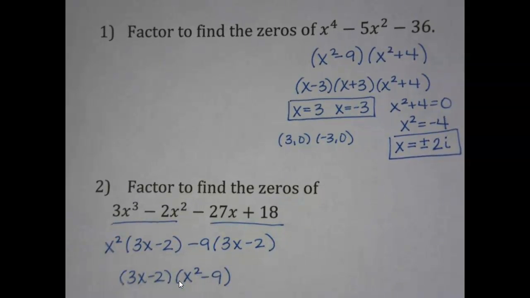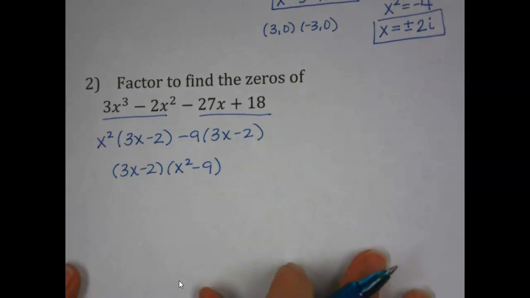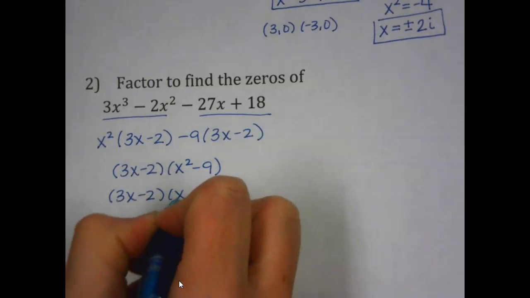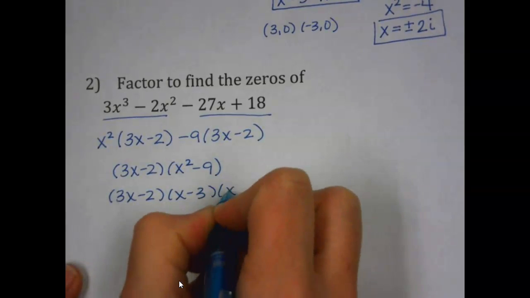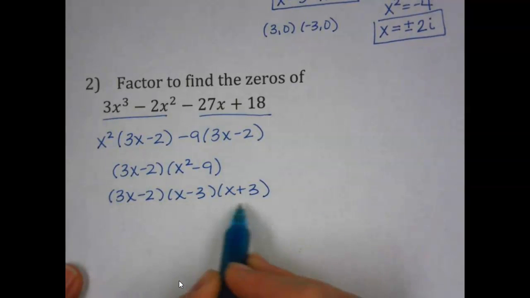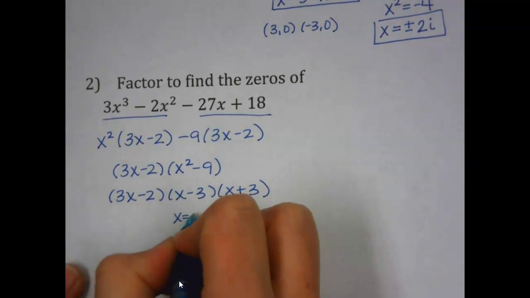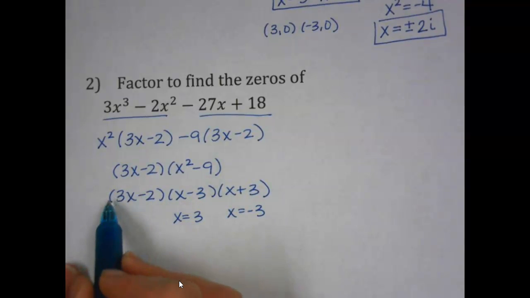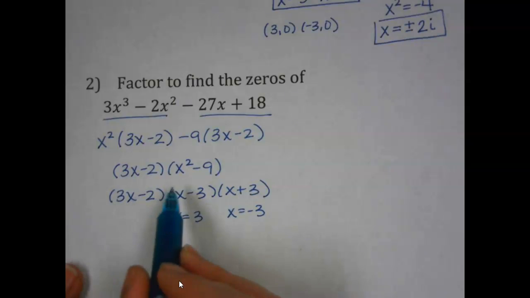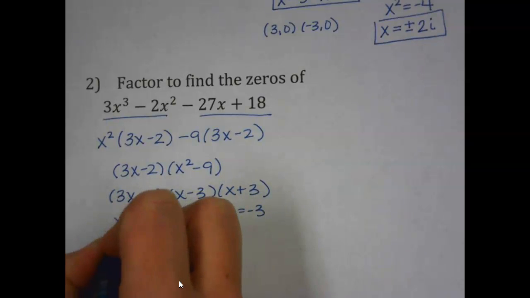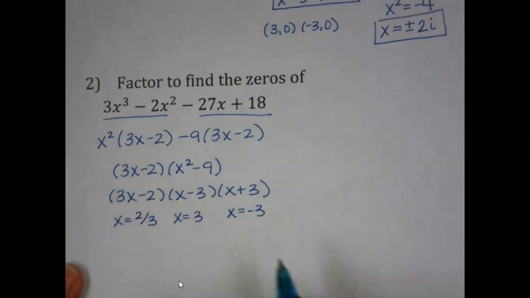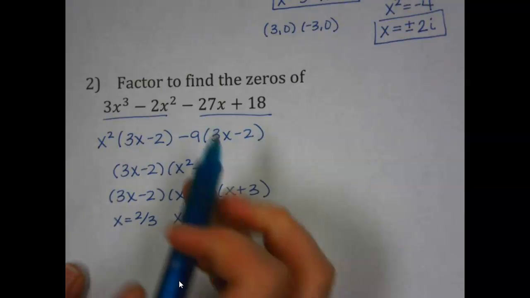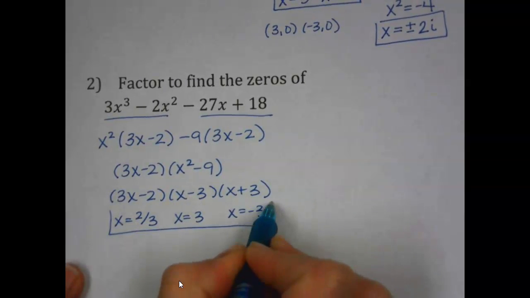Just like on the previous problem, x squared minus 9 can factor even more. So we have 3x minus 2 times x minus 3 times x plus 3. We already solved these before, so we know that's going to give us a positive 3 and a negative 3. But we have to set 3x minus 2 equal to 0 as well. We would add the 2 and divide by 3. So it would be a positive 2/3. And again, check, you have a cubic here, so we'd have 3 zeros, and then we have 3 zeros as our answer.